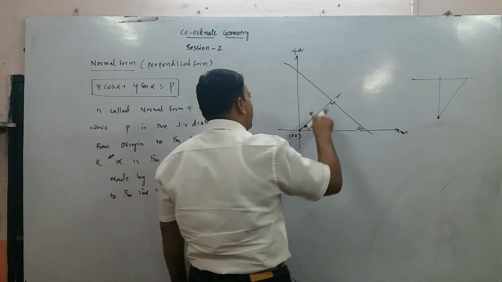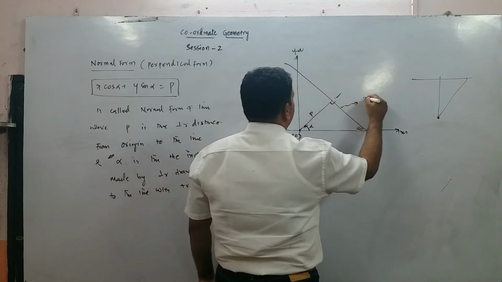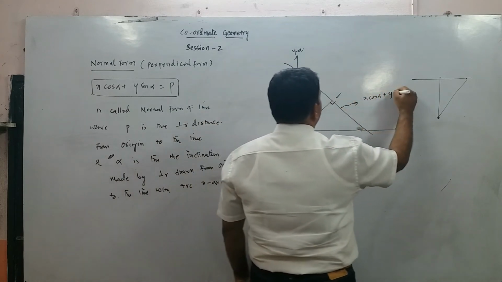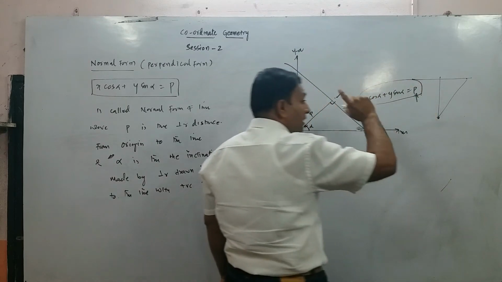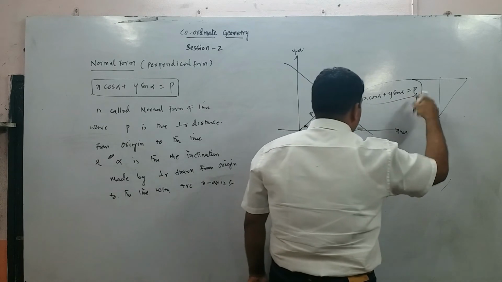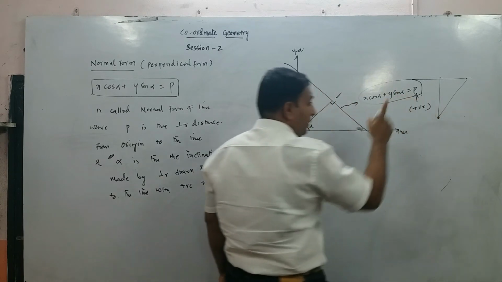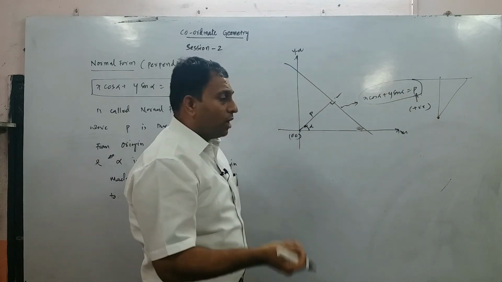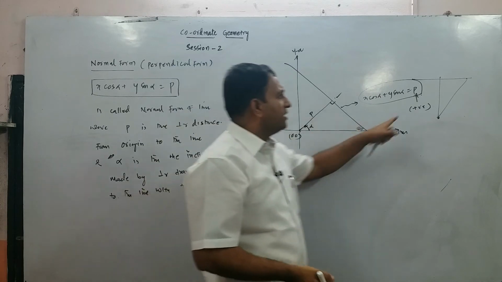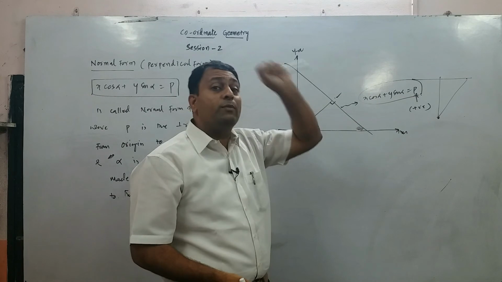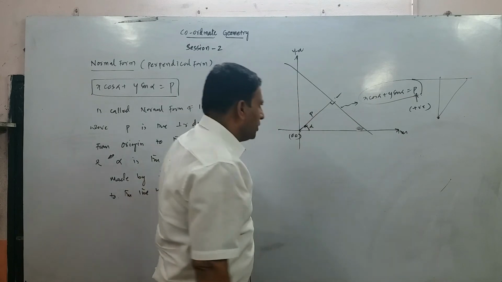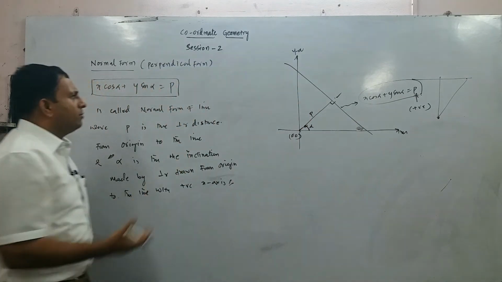And if this is alpha and this is P, the equation of line will be x cos alpha plus y sin alpha is equal to P, and P is what? P is the length of perpendicular. Length of perpendicular should always be positive. That you keep in mind. So whenever you convert into normal form, always see to it that this part of the problem is positive, because you are going to deal with length. Alright, length is always positive. So that is called the normal form of line.